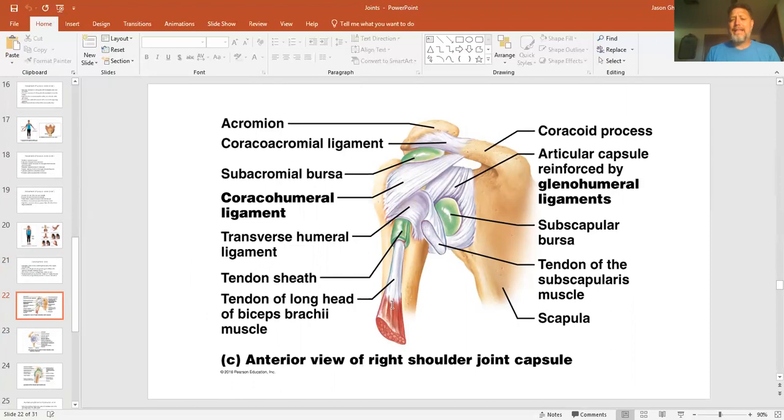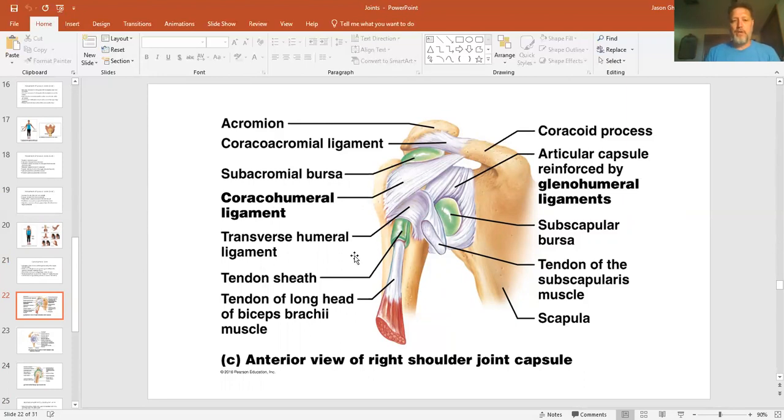A few of the main things you should know: the acromion is part of the scapula, the coracoid process, again, part of the scapula, and the ligament between them, so the coracoacromial ligament. You have a subacromial bursa. There's that little ball bearing thing I was telling you about earlier. It helps for the shoulder moving. You have a coracohumeral ligament. So that's going from the coracoid process to the humerus. All right, a lot of these, if you say the names, it'll tell you where they are.